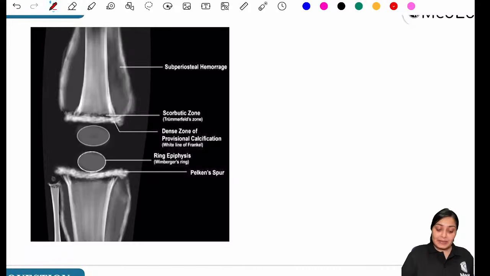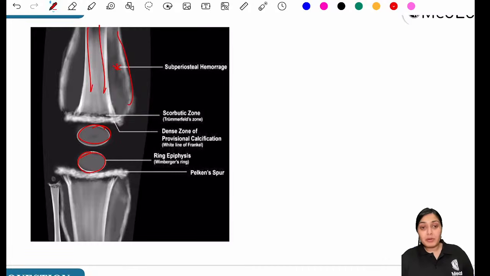You see a pencil thin cortex, there is subperiosteal bleeds, you have a ringed epiphysis which is known as Wimberger's ring. We have white line of Frankel. Just below this white line of Frankel there is a dark zone. This is scorbutic zone or Trümmerfeld zone. And at the edges of this white line of Frankel are spurs. These are known as Pelkan spurs. So these are the typical findings of scurvy.